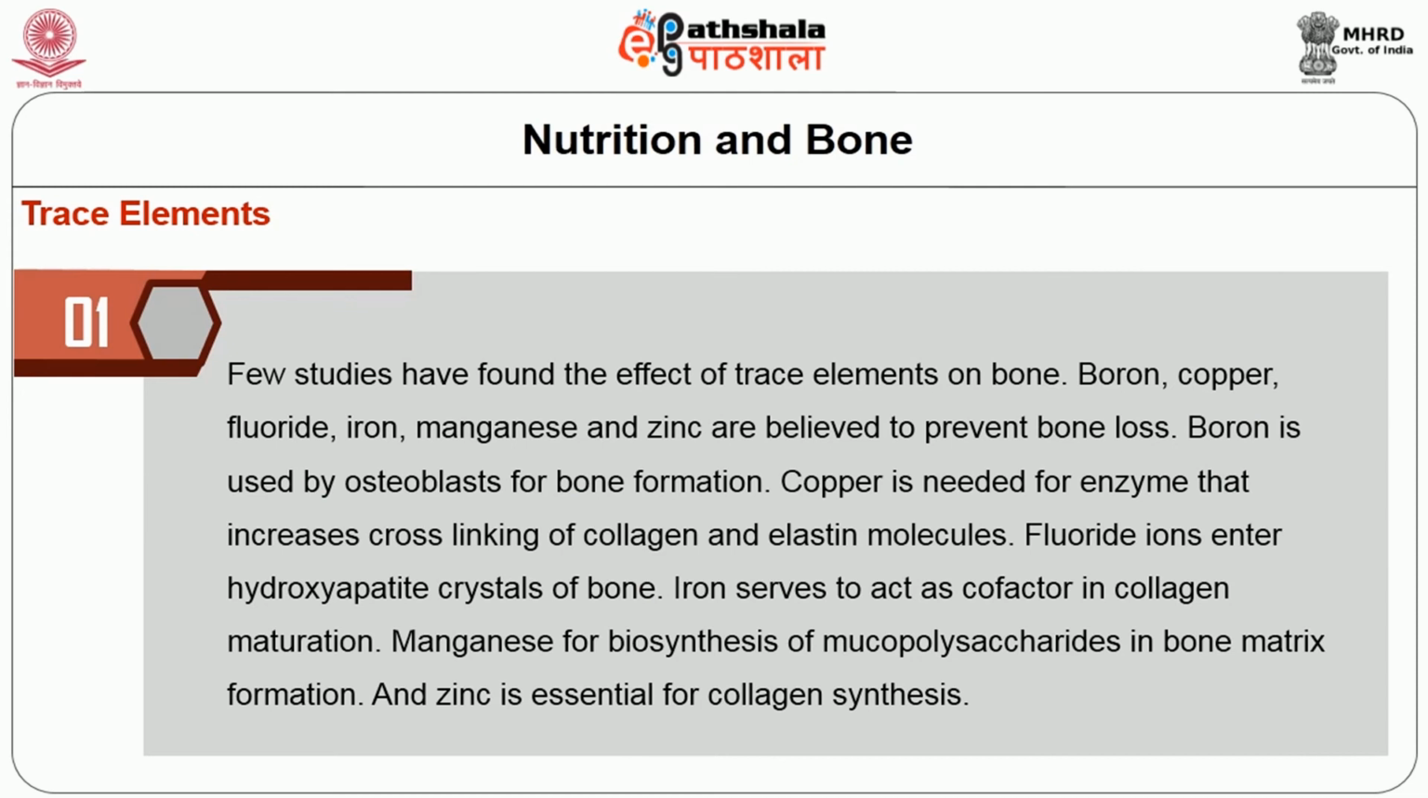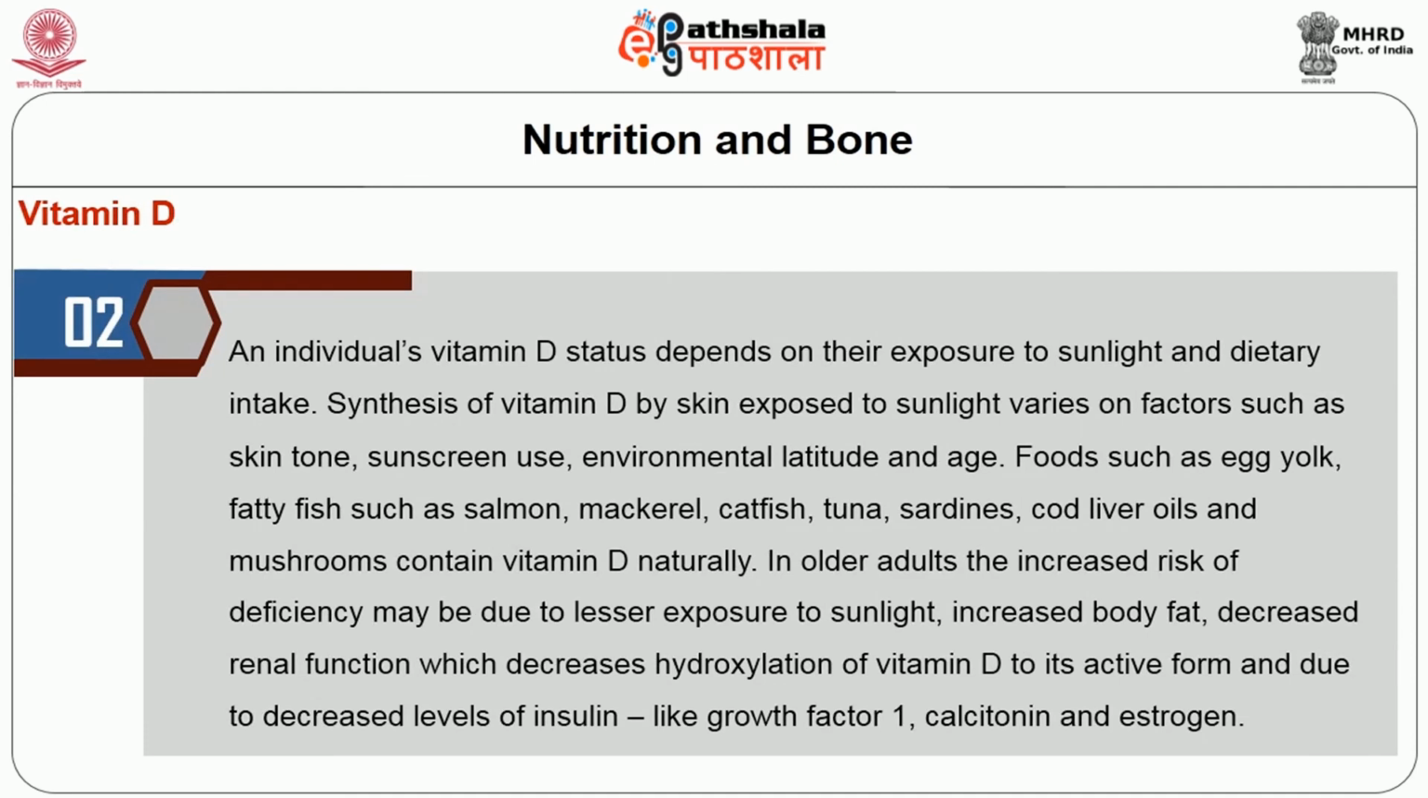To tell about some of the trace elements, a few studies have found an effect of trace elements on bone, especially boron, copper, fluoride, iron, manganese and zinc. As you know, boron is used for bone formation by the osteoblast. Copper is required for enzymes that increase the cross-linking of collagen and elastin molecules. Fluoride ions enter the hydroxyapatite crystals of the bone. Iron serves as a cofactor in collagen maturation. Manganese is helpful for biosynthesis of mucopolysaccharides in bone matrix formation, and zinc is essential for collagen synthesis.